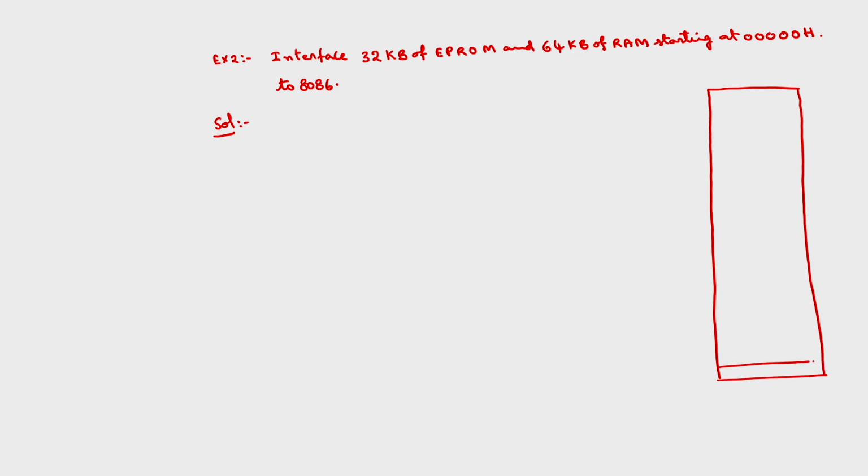So the memory map of the 64 kilobytes of RAM is given, the starting address, whereas the memory map of the EPROM is not specified. By default, as I have discussed in the earlier class also, we have to connect the EPROM at the end of the memory, because whenever the microprocessor is reset, the microprocessor goes to the FFFF0 location. So by default, if the address is not given, you have to connect the EPROM in the last locations of this total memory map. Here you have to connect the EPROM. So the ending address is FFFFFH.